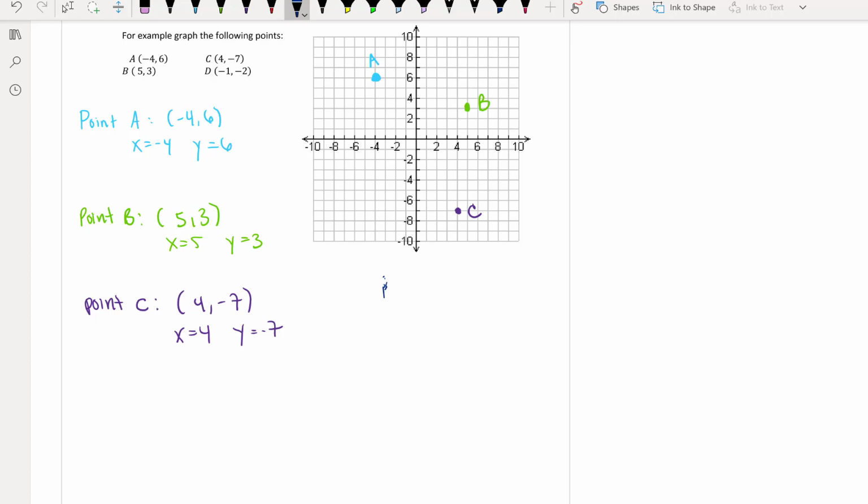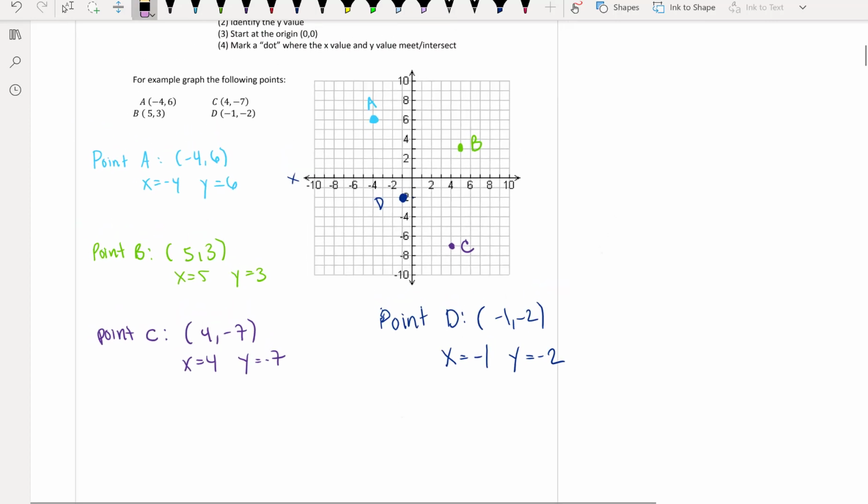So point D, I have my -1, -2, where x is equal to -1 and my y value is -2. So x at -1 is here. This is my -1 value along the x-axis, and y is equal to -2 is here. So my point is going to be there from my point D.